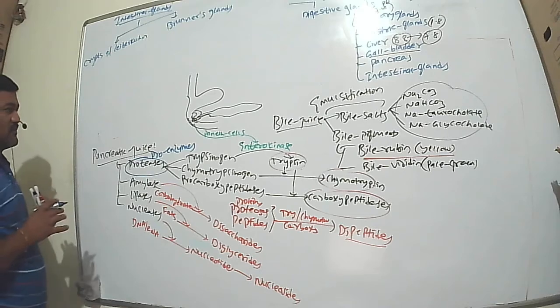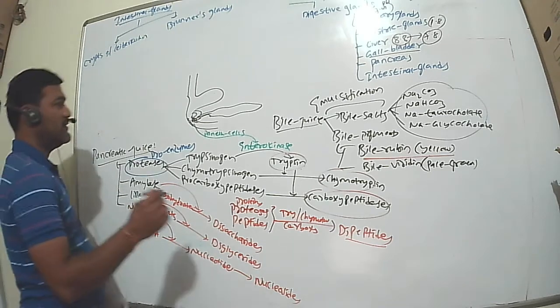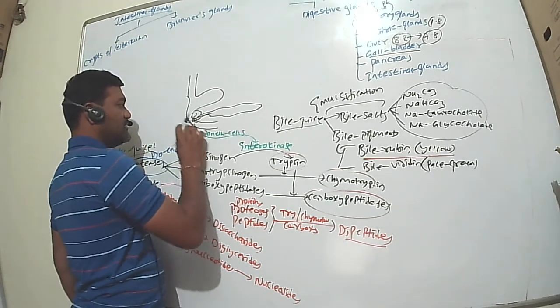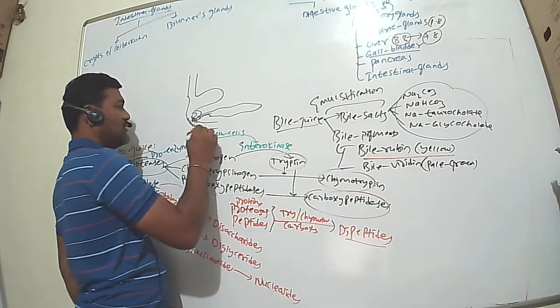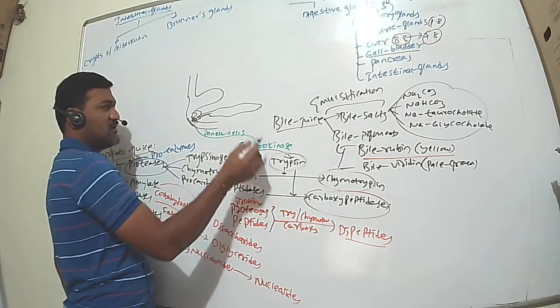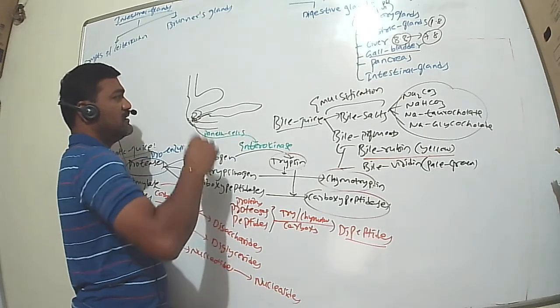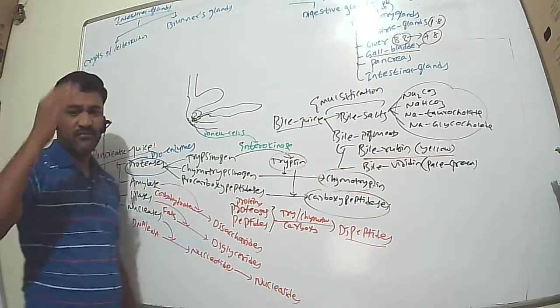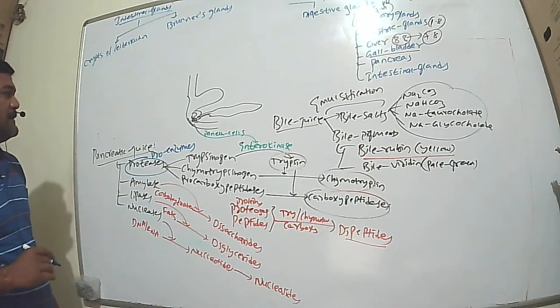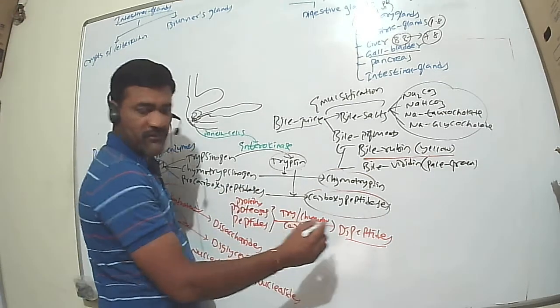So I forgot to say about villi. We'll discuss. See, villi, you know, the inner wall of the small intestine, whether it's duodenum, jejunum, or ileum, the inner wall is thrown into some foldings, finger-like foldings, which are called villi.